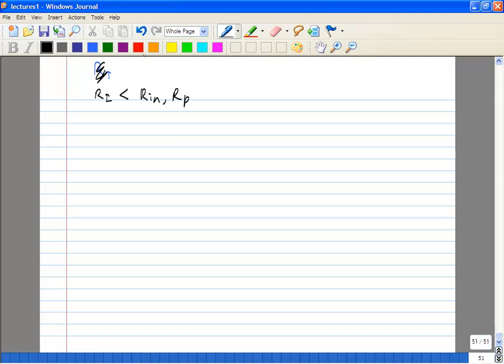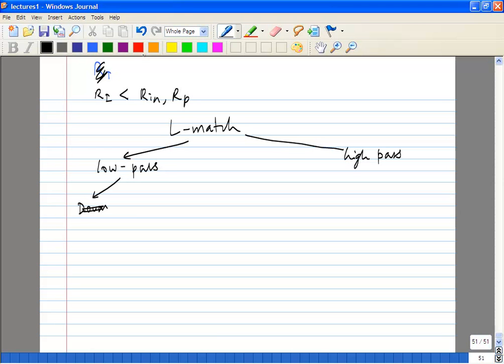Okay. So now, the L match we looked at. So we have different kinds, right? We have low pass and we have high pass. And for each one of these, we had down and up. Similarly, we had down and up.